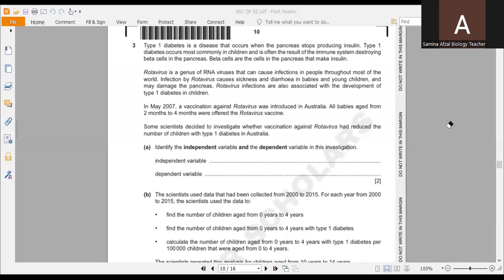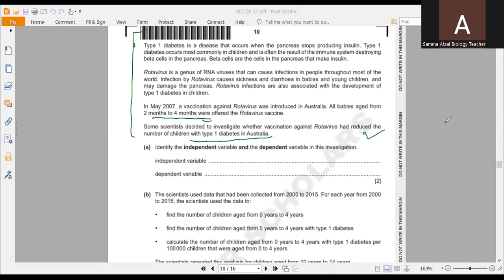So this investigation was conducted to use this vaccination against rotavirus, and it reduced the number of children with the disease. It was used against children aged 2 months to 4 months, and in this way we have to find out the first question. I'm not going into detail on this, I'm going directly to the question.